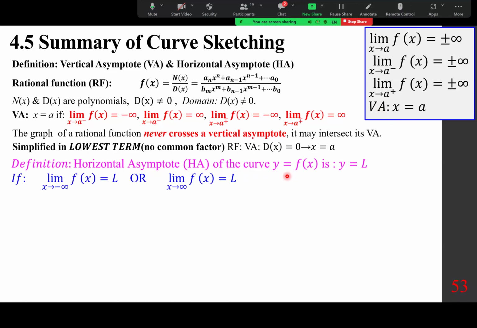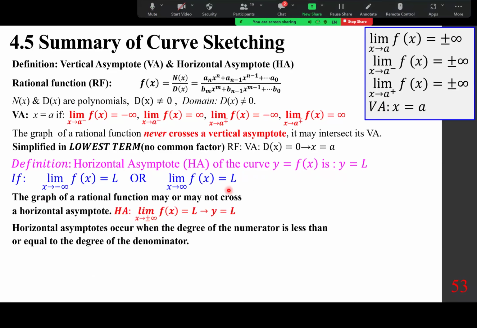Horizontal asymptote, or HA. Horizontal asymptote HA of a curve y equals f of x is y equals L if the limit of f of x as x approaches negative or positive infinity is L. That's the definition of a horizontal asymptote. The graph of a rational function may or may not cross a horizontal asymptote. Horizontal asymptotes occur when the degree of the numerator is less than or equal to the degree of the denominator. I hope you remember this from pre-calculus.